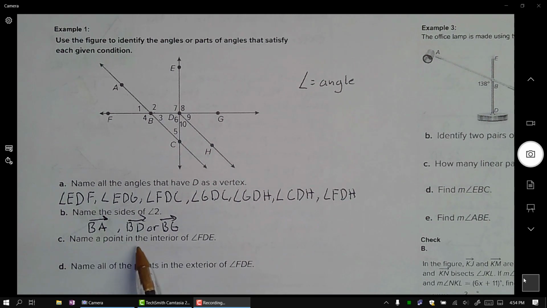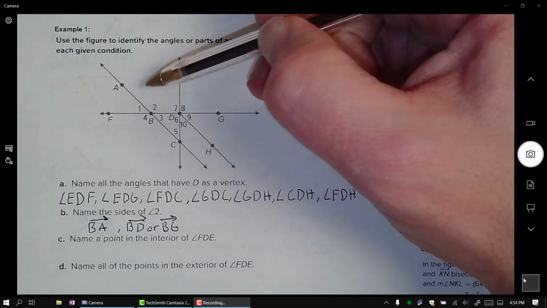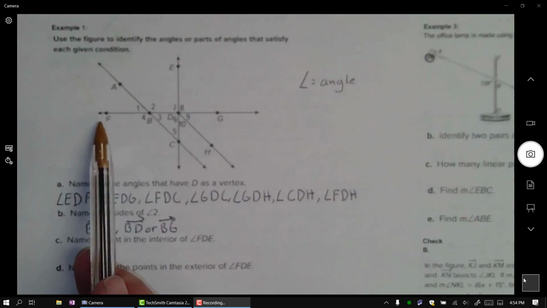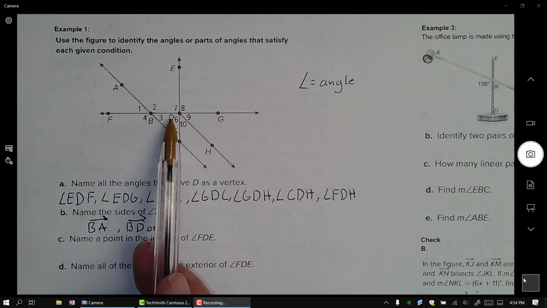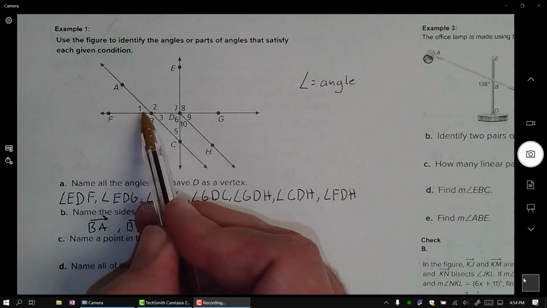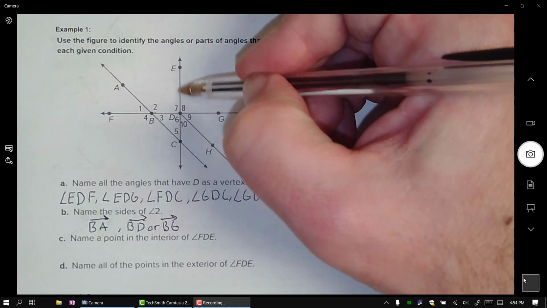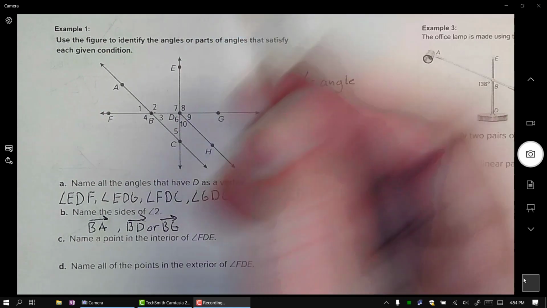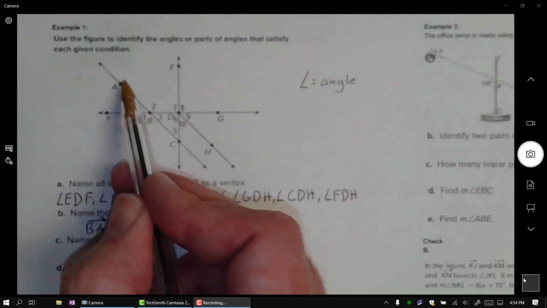Name a point in the interior of angle FDE. So let's start at the start of it: F, D, E. So a point inside of FDE, and the point that's inside of here, there's only one point in there. That'd be point A.